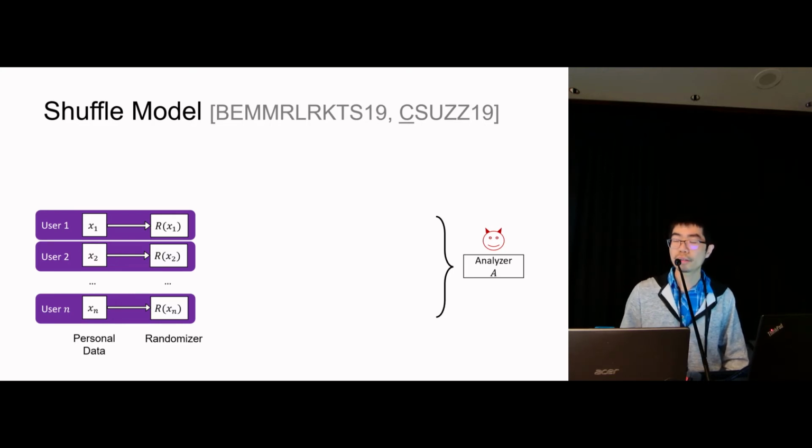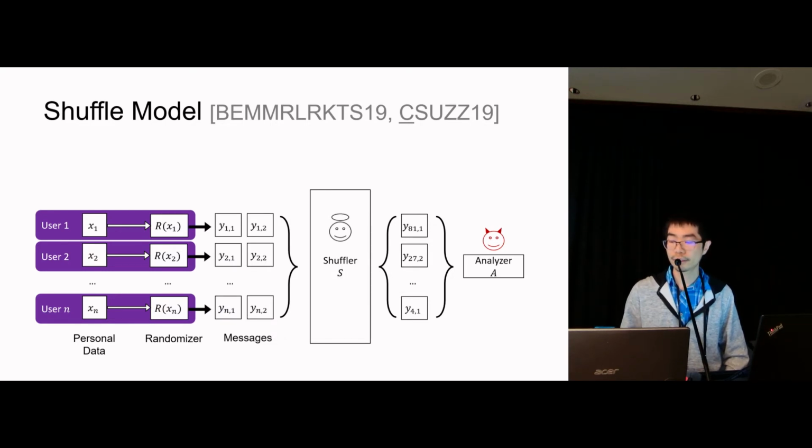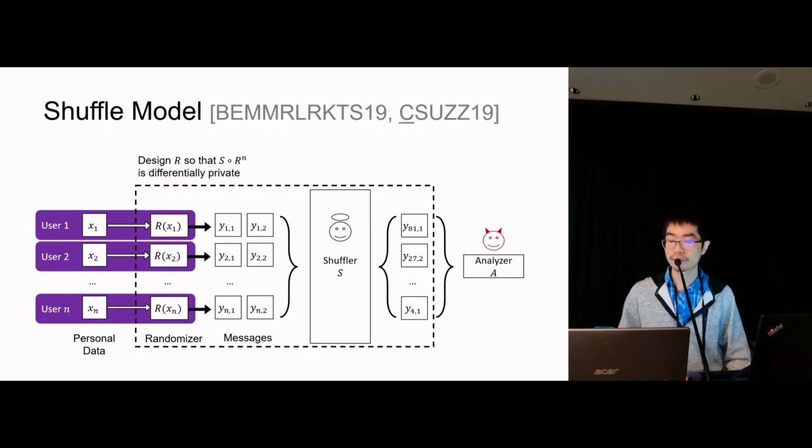But unlike the local model, which you saw previously, there's also a service or functionality called the shuffler. It takes in the end user messages and applies a random permutation to them. It's like you're dropping off envelopes in the mailbox and it's processed in a random order. The important thing is that we designed the randomizer such that this big box is privacy preserving: n executions of the randomizer followed by a shuffle. Unlike local privacy, we don't care how private R is on its own. We only care about the composition of shuffling and private randomization.